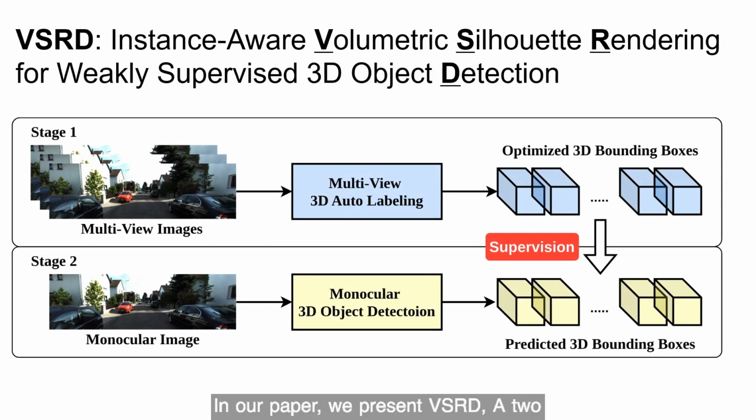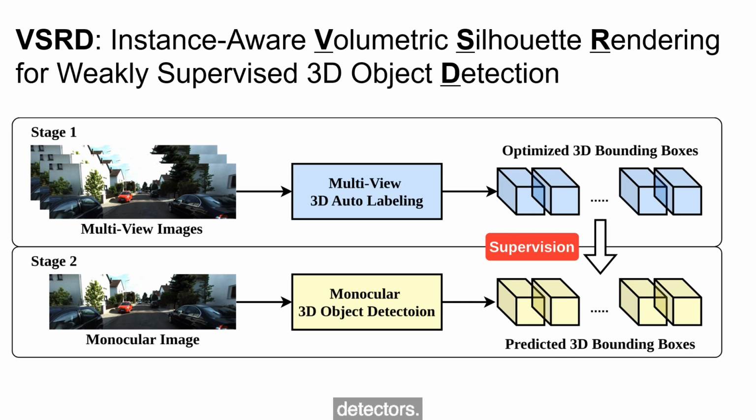In our paper, we present VSRD, a two-stage weakly supervised 3D object framework. The first stage utilizes multi-view images with our new auto-labeling framework to generate optimized 3D bounding boxes. The second stage uses these boxes as ground truth to train monocular 3D detectors.